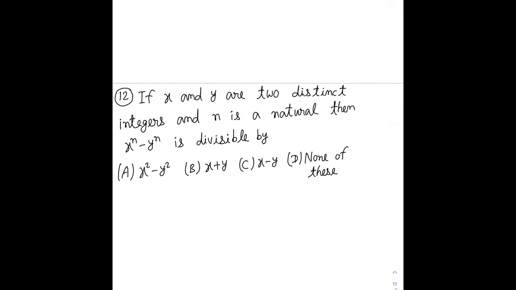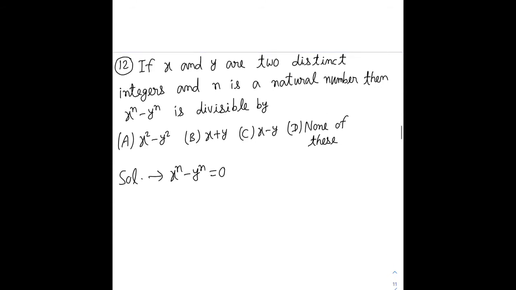Okay, then question number 12. If x and y are two distinct integers and n is a natural number, then x to power n minus y to power n is divisible by. So for this there is a formula, right? x to power n minus y to power n will be divisible by x minus y. Is it clear? So either you can equate x to power n minus y to power n to 0.